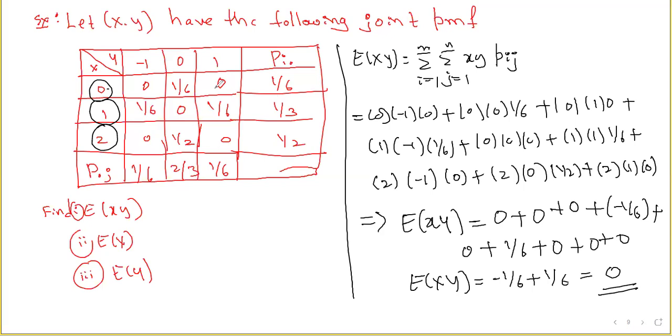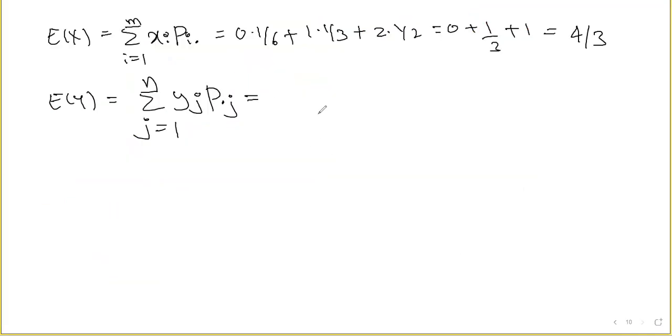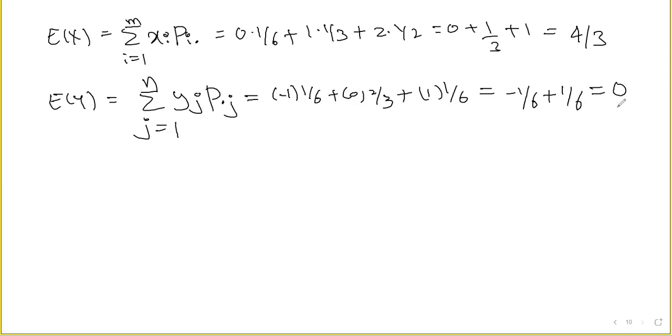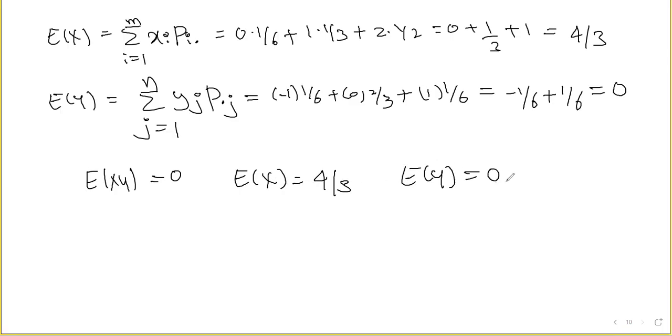individual expectation, we require marginal values or marginal probabilities, right? So minus 1 into 1 by 6 plus 0 into 2 by 3 plus 1 into 1 by 6. Right? So here minus 1 into 1 by 6 plus 0 into 2 by 3 plus 1 into 1 by 6. So this is nothing but what? Minus 1 by 6 plus 1 by 6, which is also 0. Right? So here conclusion, expected value of xy is 0, expected value of x is 4 by 3, and expected value of y is 0.